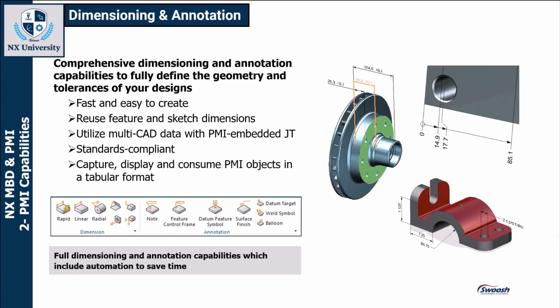Getting into our dimensioning and annotation, you can see just like with a traditional style drawing, we can use the traditional methods for creating these dimensions on our parts. So we can dimension our widths, diameters, heights, etc. to start to define the overall size of these features on the part. We have comprehensive dimensioning and annotation capabilities, and we can fully define that geometry, and we can add tolerances just like you would on a regular drawing. It's fast and easy to create these items. We can reuse those features and sketch dimensions.